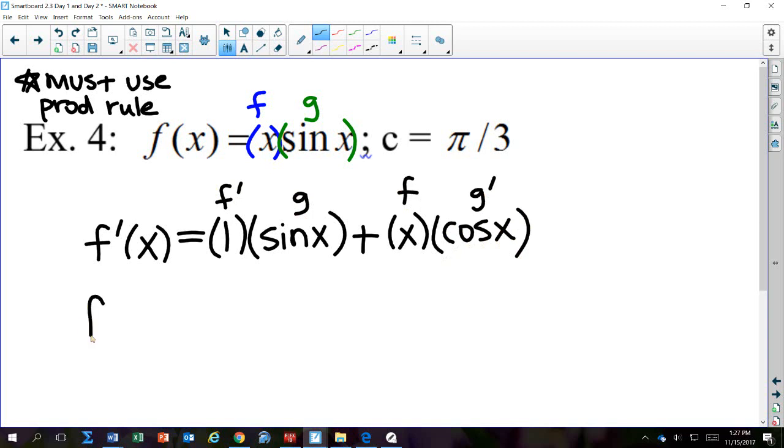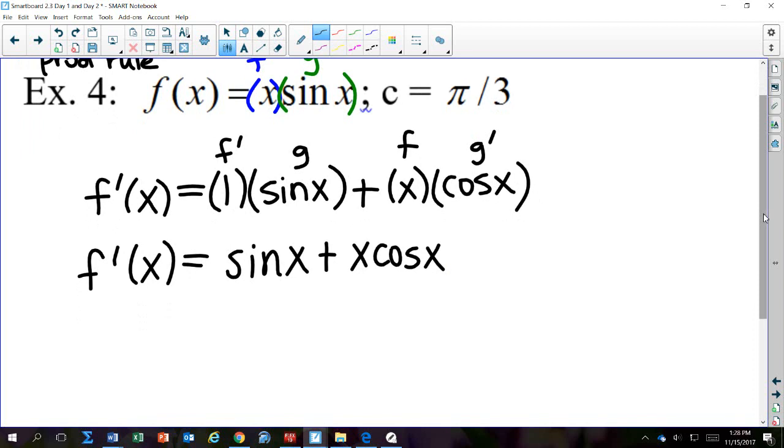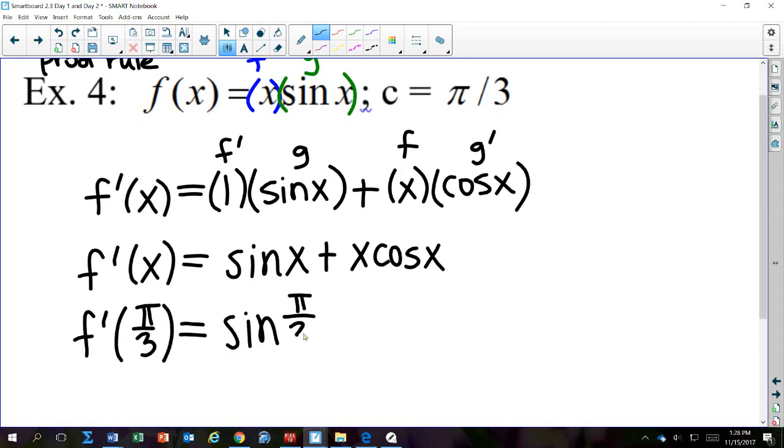So at this point, we can clean this up a little bit. We would just have sin x plus x cosine x. Agree? Now let's say that I want to find the slope of the tangent line at the c value pi over 3. What do I do with the pi over 3? Plug it in for x. So I have f prime of pi over 3 equals sine of pi over 3 plus pi over 3 times the cosine of pi over 3.